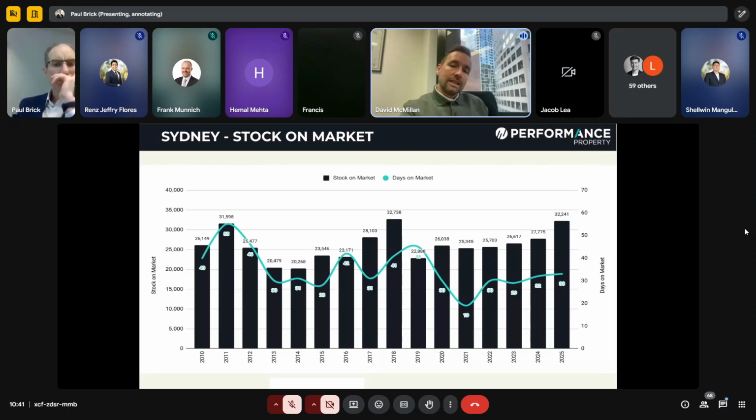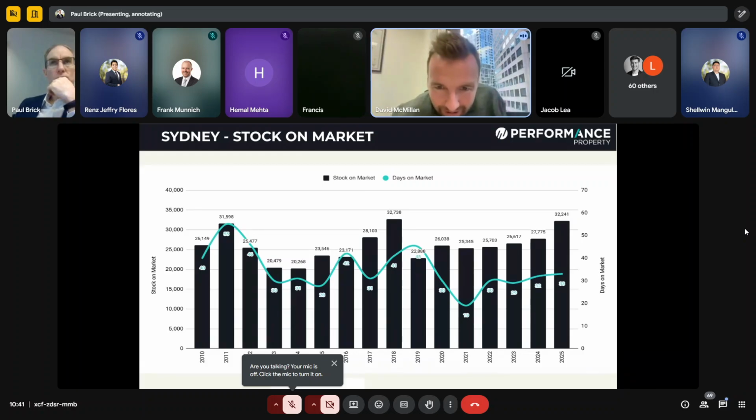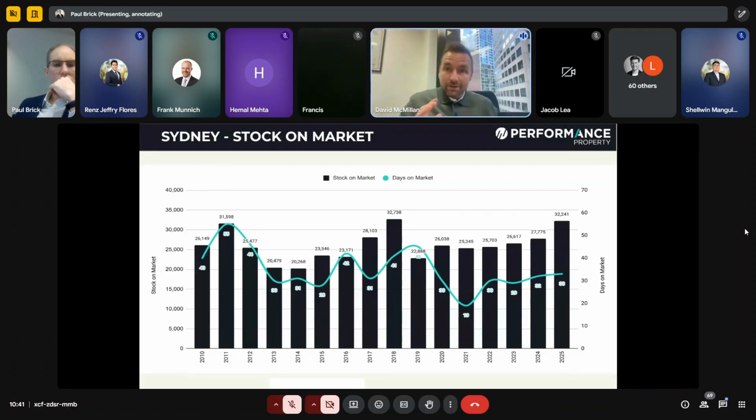And we can see, and this is the start of the story of the stagnation, stock on market and days on market beginning to build in Sydney. So you can see days on market have gone from 30, which is a fairly balanced market. You'll have one or two buyers at 30, up to 32, up to 33, but stock on market's gone from 26,000, 27,000, and now at 32,000. So stock on market is starting to build.